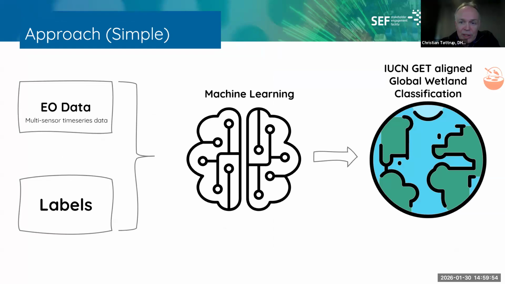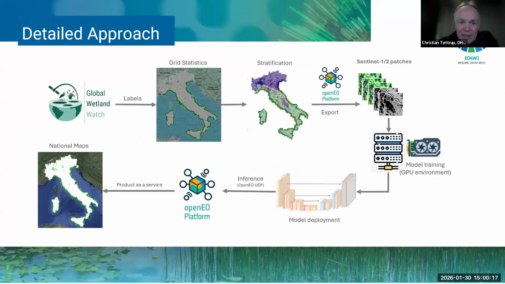The solution that we are developing, and which we hope can be adopted by countries, is in principle quite simple. It's about acquiring the satellite data and some labels that we can jointly use to train a machine learning algorithm to output these wetland typologies at the national level. It's of course a little bit more advanced when you look into it.